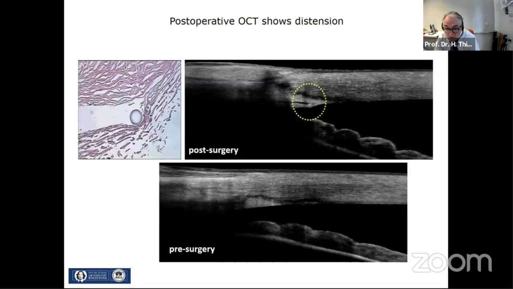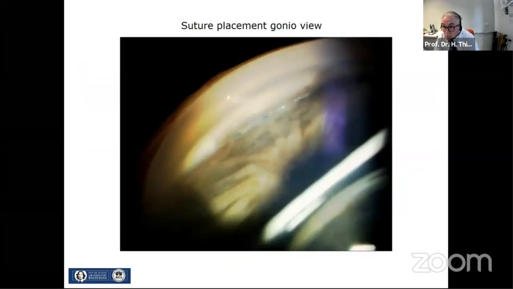The Healon injection just gets to the collector channels and disappears fairly quickly. But this suture is held for many, many years. You can see it in gonioscopic view, as seen here in the chamber angle. And you can actually do something with it once canaloplasty fails, which it doesn't very often.